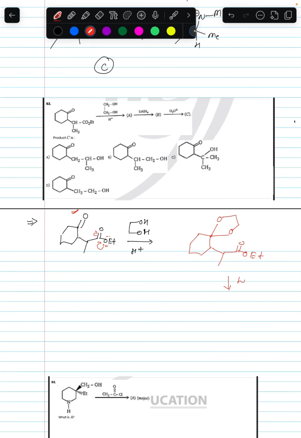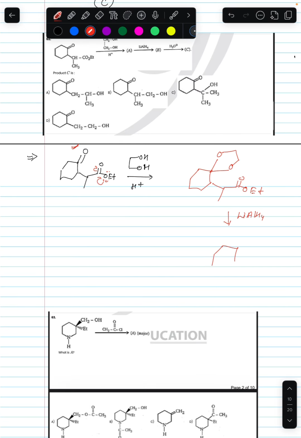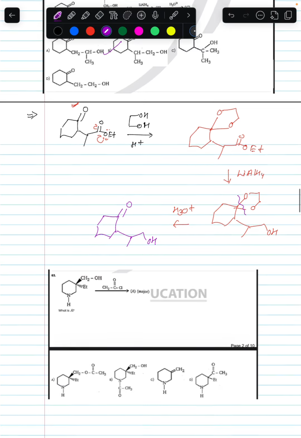Next, it reacts with LiAlH4. It is a reducing agent that will reduce ester into alcohol. Next step, hydrolysis. After hydrolysis, it will again deprotect and convert into C double bond O, CH2OH. So the correct answer will be B.